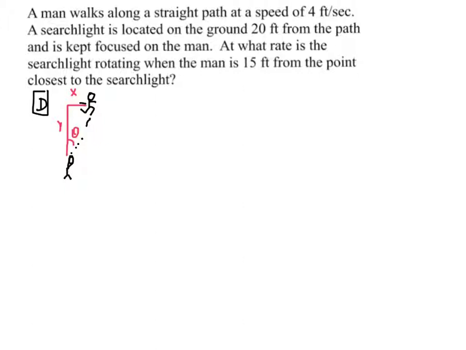Now, I've said before I don't like writing in changing quantities on my picture, but in fact, I have an unchanging quantity here. The searchlight is 20 feet away, period. Now, I don't have to put this in, but it will make the calculus a little bit easier later if I do. Okay. The one rate I know is how fast he's walking. That's dx/dt. And I'm looking for the rate at which the angle is changing. That's d theta/dt.